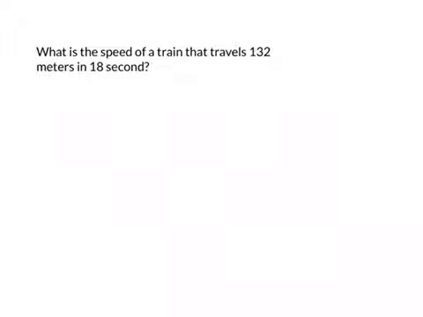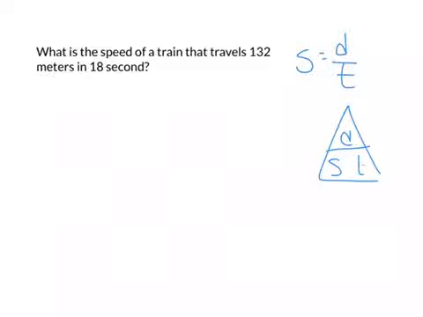So we're going to solve one of these problems. We just want to remind ourselves that speed is equal to distance divided by time, or if we're using the triangle, speed, distance, time. This problem says, what is the speed of a train that travels 132 meters in 18 seconds. We are looking for speed, and to find speed we will have to find distance and time.